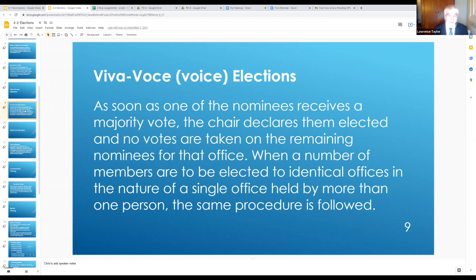When a number of members are to be elected to identical offices in the nature of a single office held by more than one person, the same procedure is followed. So if you're electing, like, 2 delegates to go to a convention, and you have like 5 names that have been nominated, you would vote on the names until the 2 positions have been filled, and then once 2 candidates have received a majority, you would stop because those people have been elected.